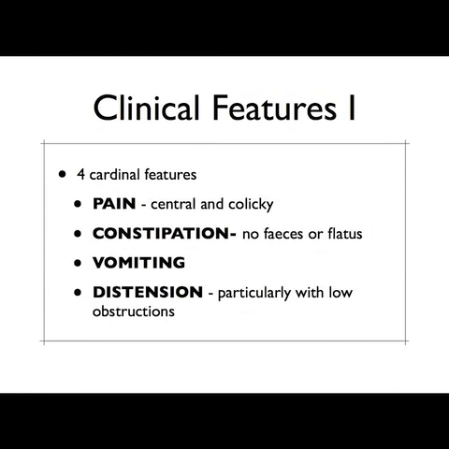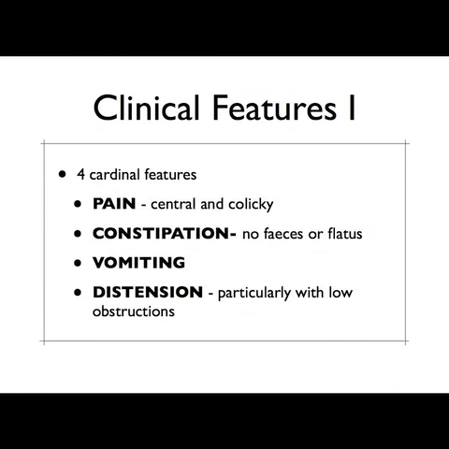So, the 4 features of obstruction. Firstly, you get pain, which is central and colicky in nature. In small bowel obstruction, it's going to be central, isn't it? Yeah, because as we described, that's where the small bowel is. Yeah, and also because it's a midgut structure, and pain that's referred from midgut structures goes to the epigastrium. If it was in the large bowel, it might be slightly lower down, because hindgut causes pain fairly low down.